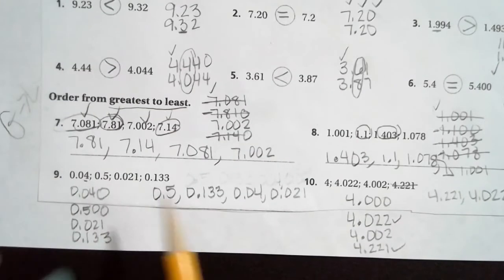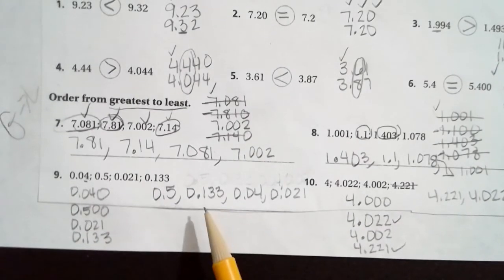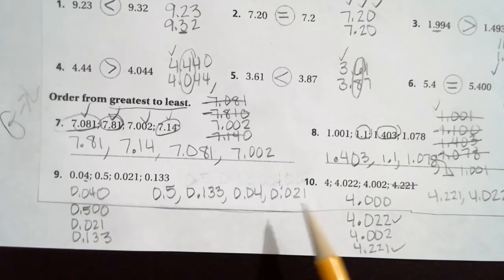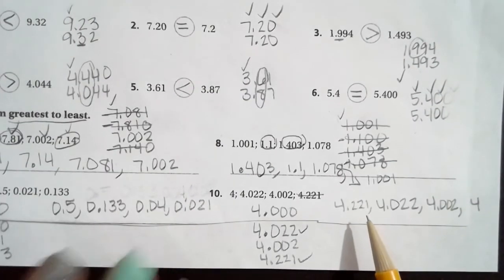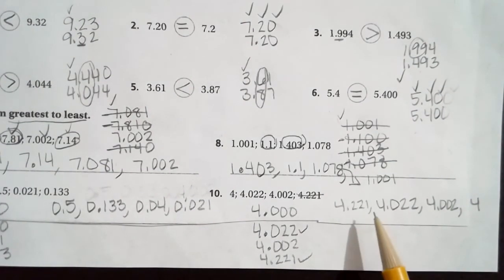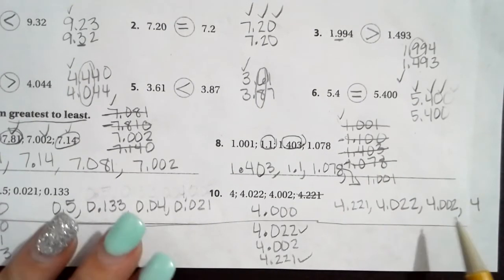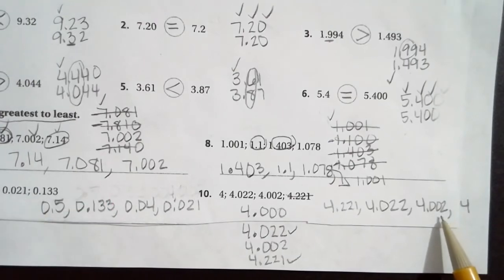All right, so here's my answers. I have 0.5, 0.11, 0.133, 0.04, 0.021. Over here I have 4.221 or 4 and 221 thousandths, 4 and 22 thousandths, 4 and 2 thousandths, and then 4. Okay, so those are my answers.